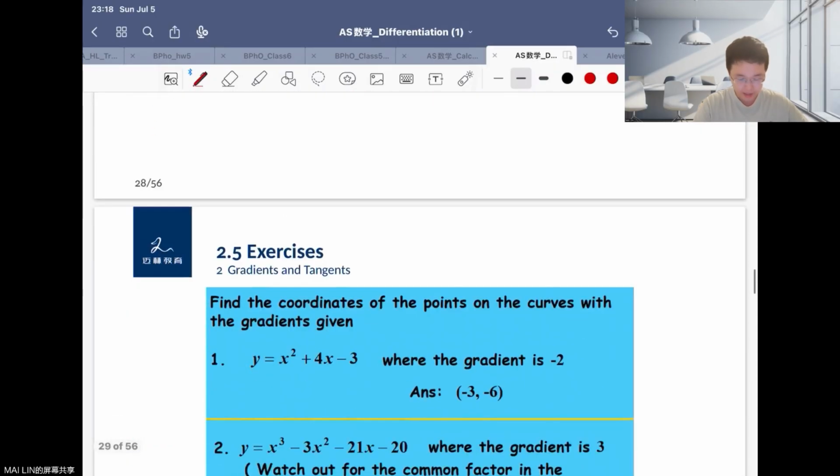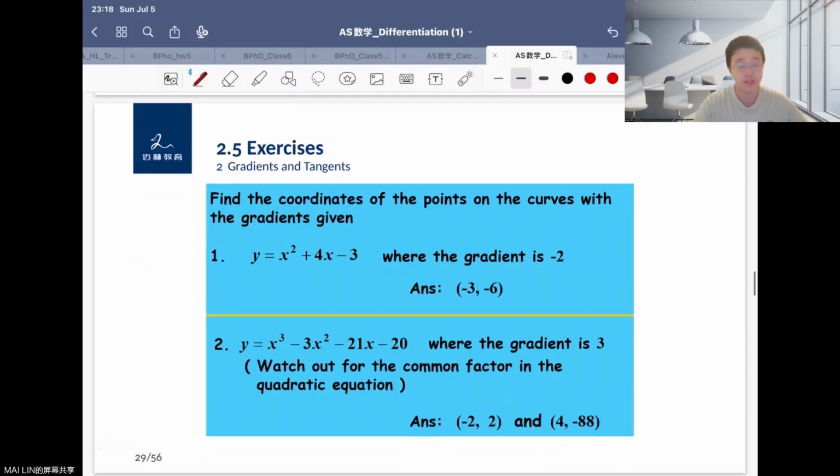Okay, so here's an exercise for you. Let's try to see it together. The problem is y equals x squared plus 4x minus 3, right? And the gradient is negative 2. So first we try to differentiate it. So here it is 2x plus 4, okay? 2x plus 4. And then when it equals negative 2, x equals negative 3. Okay, so that is the differentiation for this, right?